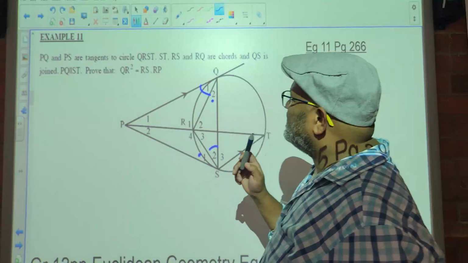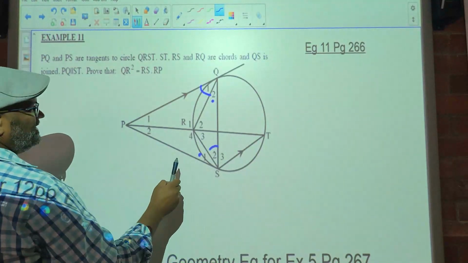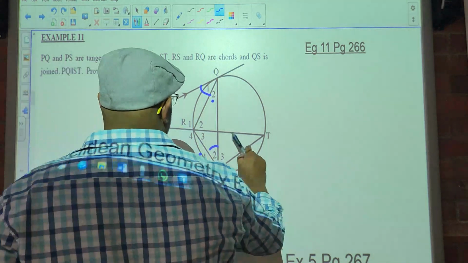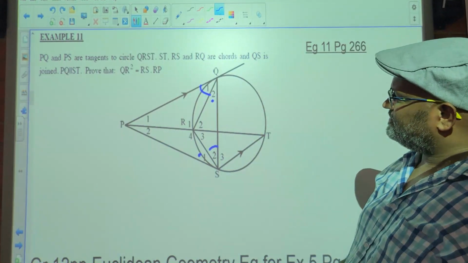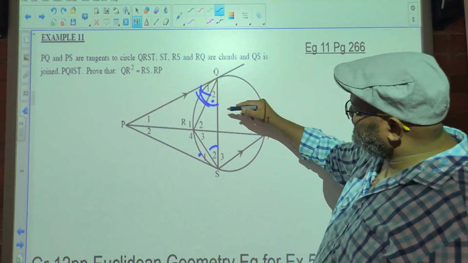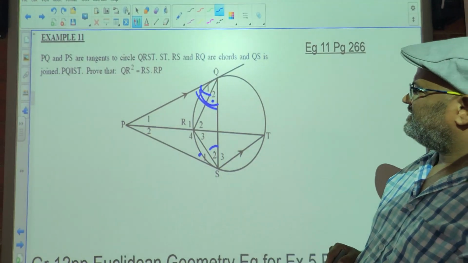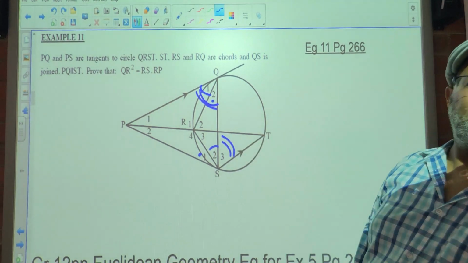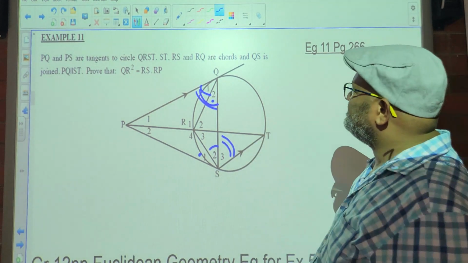Then we are told that QP is parallel to ST. People, if this is parallel, what do we know? PQS, which is this angle here, is equal to S3. Why? Alternate angles. Can you see that, people?